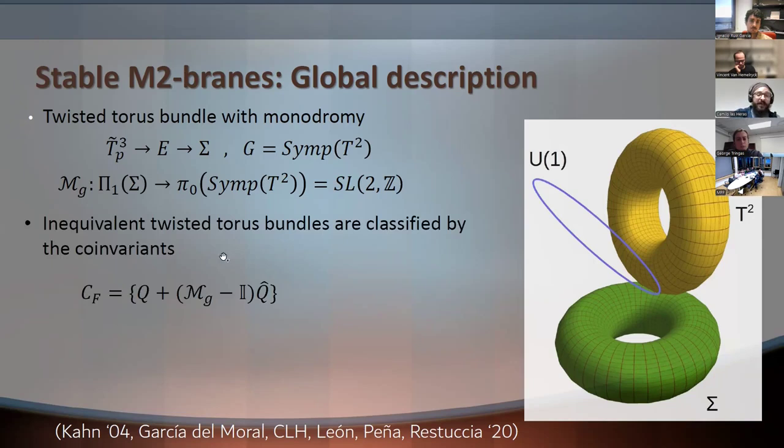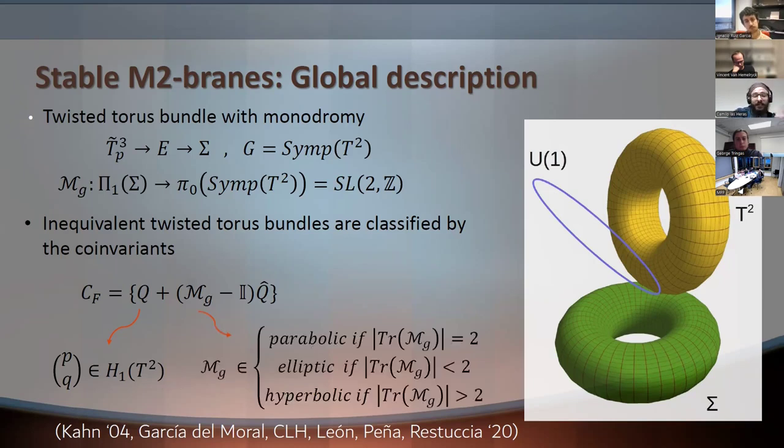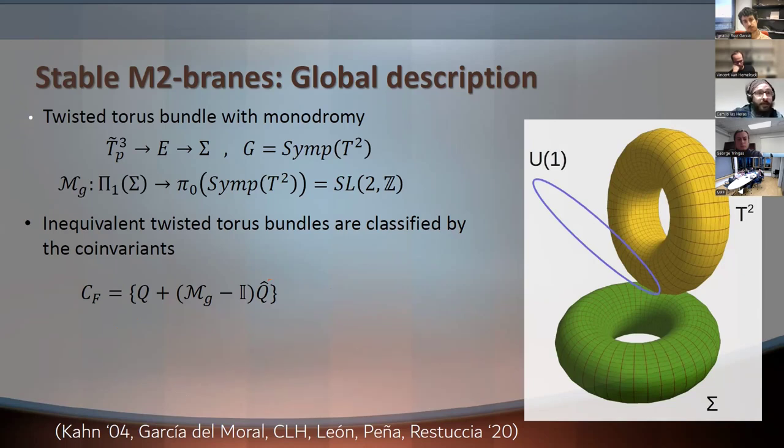Okay. Inequivalent twisted torus bundles are classified, from a mathematical point of view, in terms of the coinvariants, okay? Where Q are basically given by two integers that belong to the first homology group of the torus of the target space, which are basically the Kaluza-Klein charges. Mg is the monodromy that could reside in one of the subgroups of SL(2,Z), and Q hat is an arbitrary charge, okay? So all charges that are related by this expression are associated to the same bundle, okay? According to Kant, these equivalence classes are in one-to-one correspondence with the second cohomology group of the base manifold with twisted coefficients.